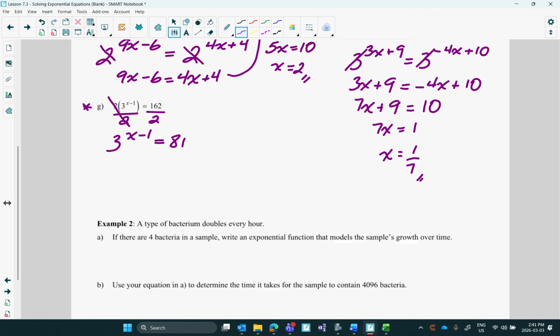So I just have to change 81 to 3 to the 4. So x minus 1 equals 4, so x must equal 5.